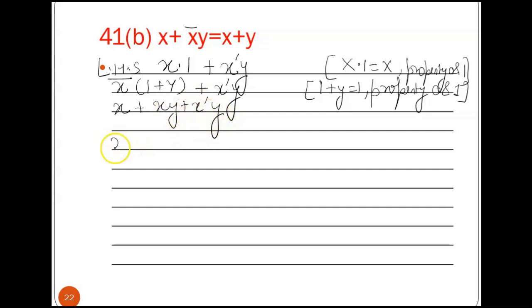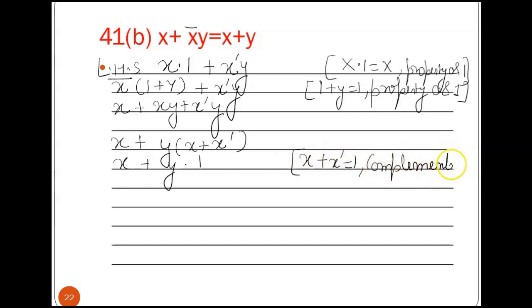And from these two we can take a common y. So y here, then we have x plus x dash, right? And then what can be done? x plus y, and x plus x dash is 1 only, which is the complementarity law. So please write it down here. x plus x dash is equal to 1, and this is complementarity law, yeah.